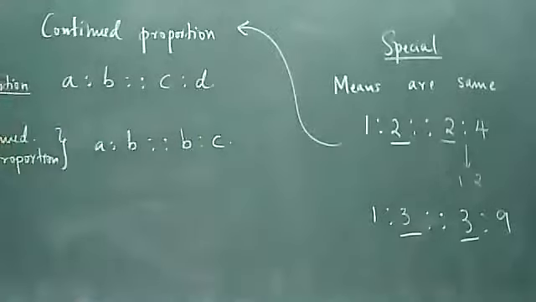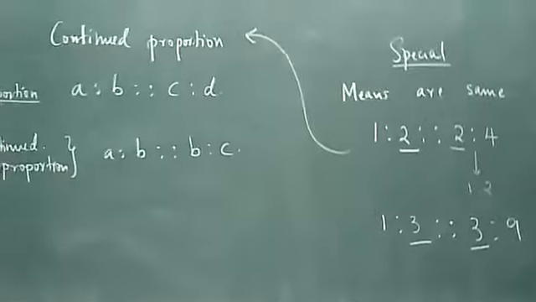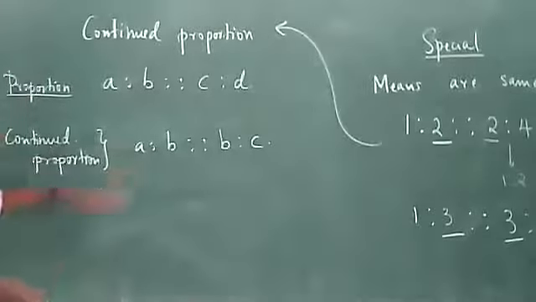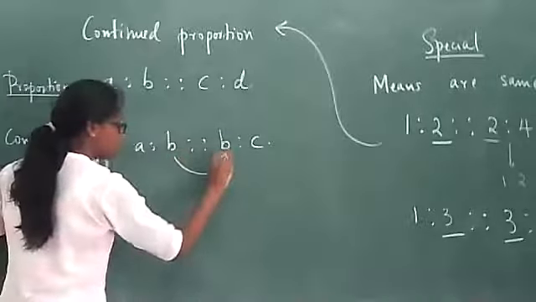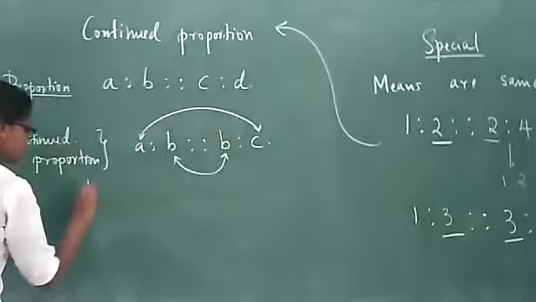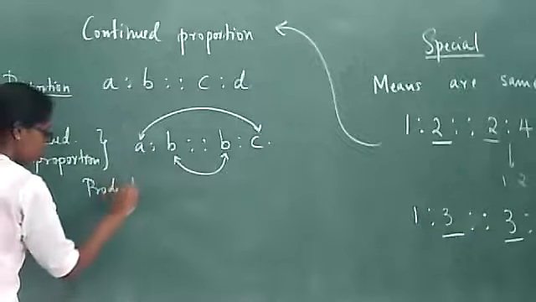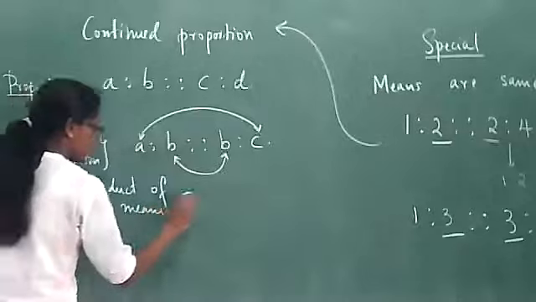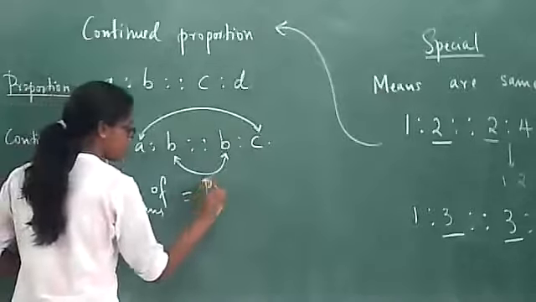And what is the condition we know? B is the same. What do we know? Product of what is equal to product of what? The product of means is going to be equal to the product of extremes. So let's just write it down: product of means is equal to product of extremes.